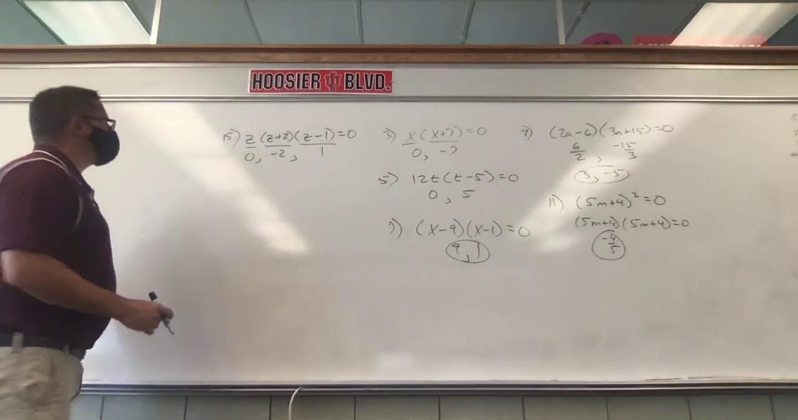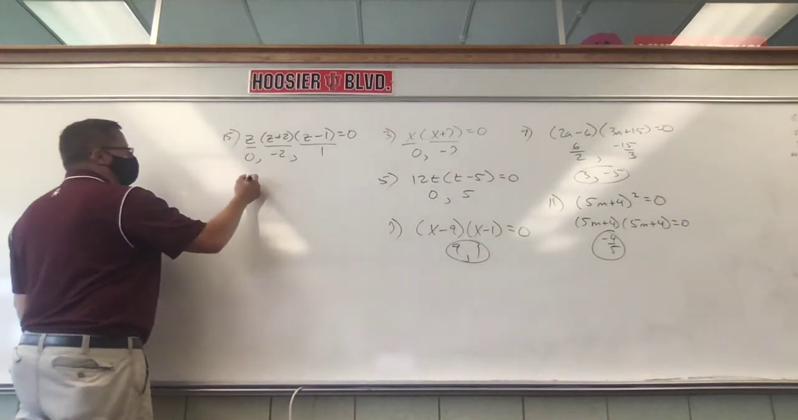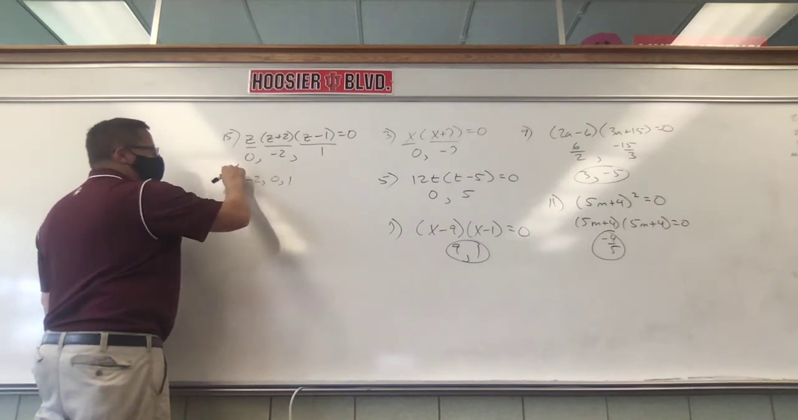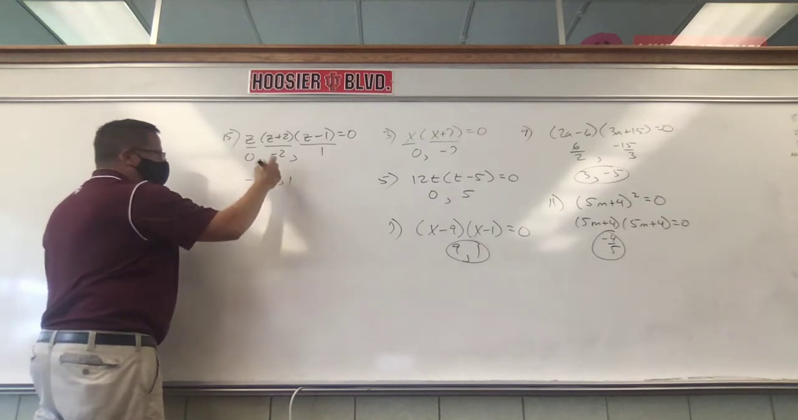So what's the smallest number here? Negative 2. Then zero, and then 1. So are these right? If you put them in the wrong order in the computer, it's going to say you're wrong.